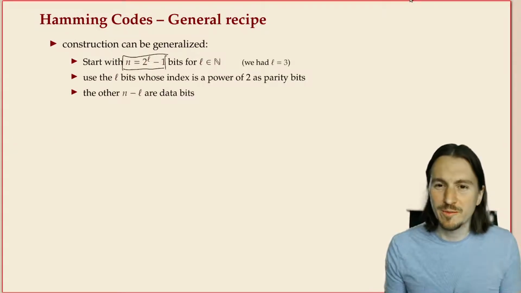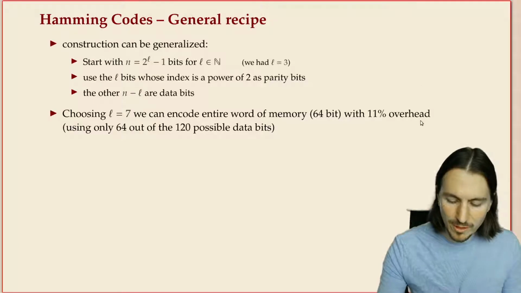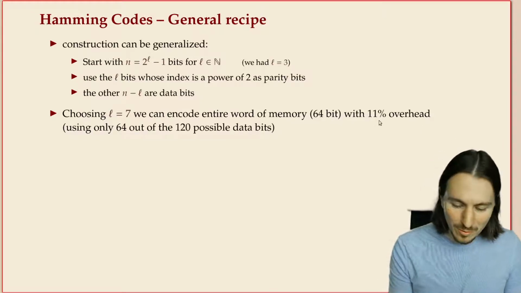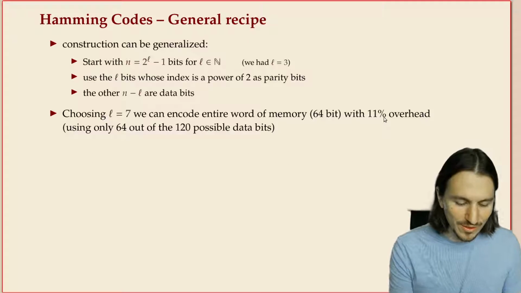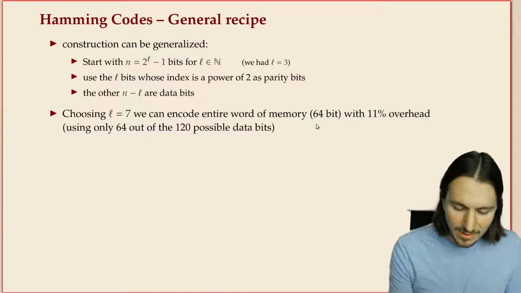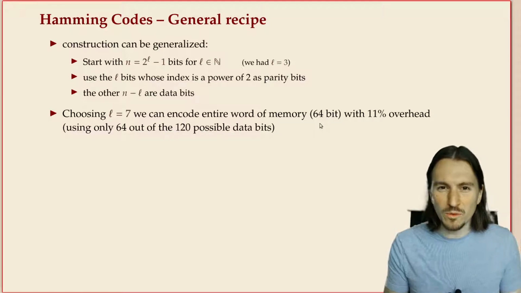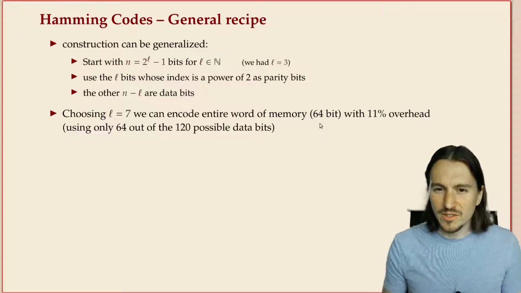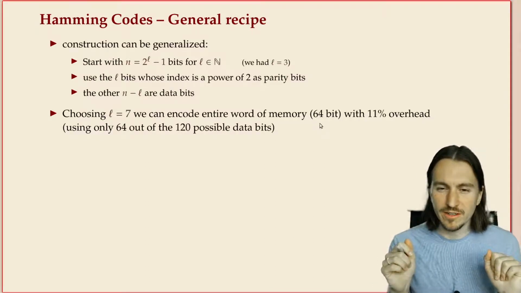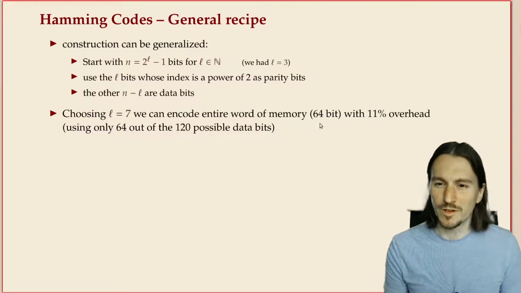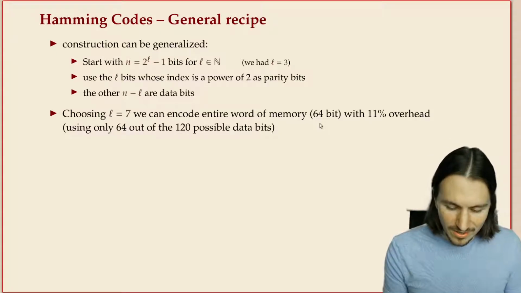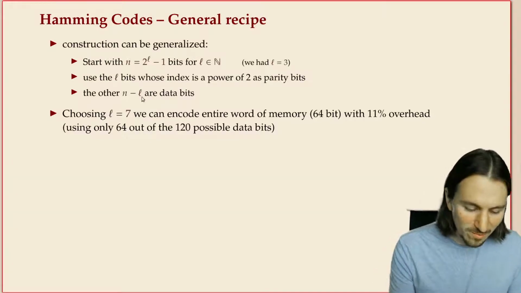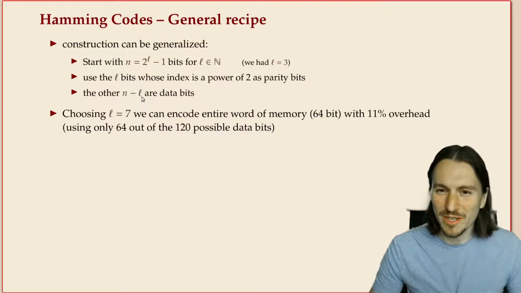And now we have the parameters N and L to play with. Here's my example from before. If we want this 11% overhead, what we can do is choose L equals 7. Then we can encode 64 bits. That's 1 word of memory in our usual architectures, 8 bytes. So you can encode that as 1 block together, and any single bit error in 1 word of memory is then correctable.